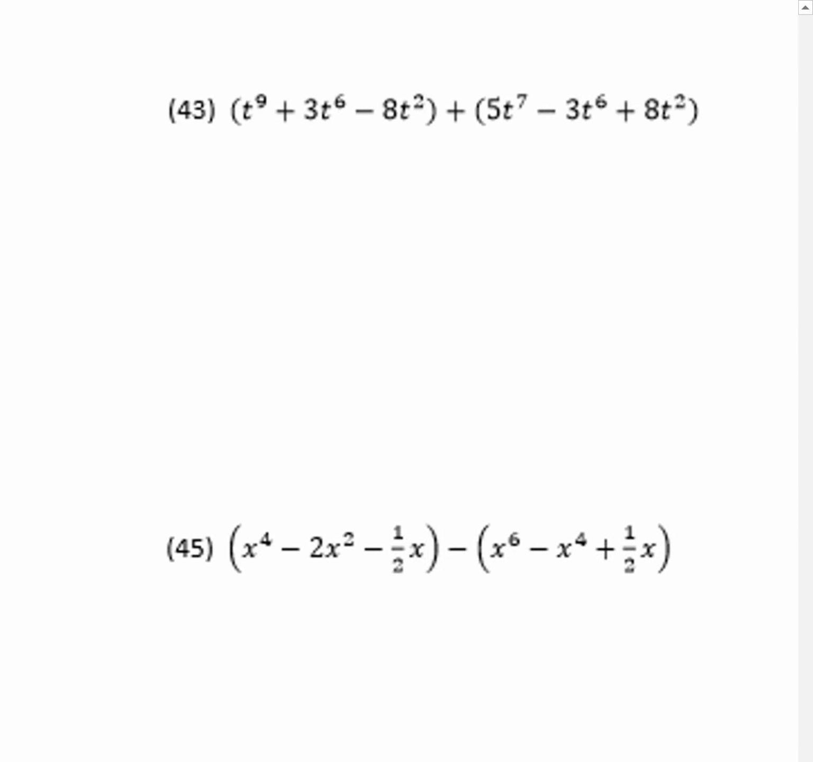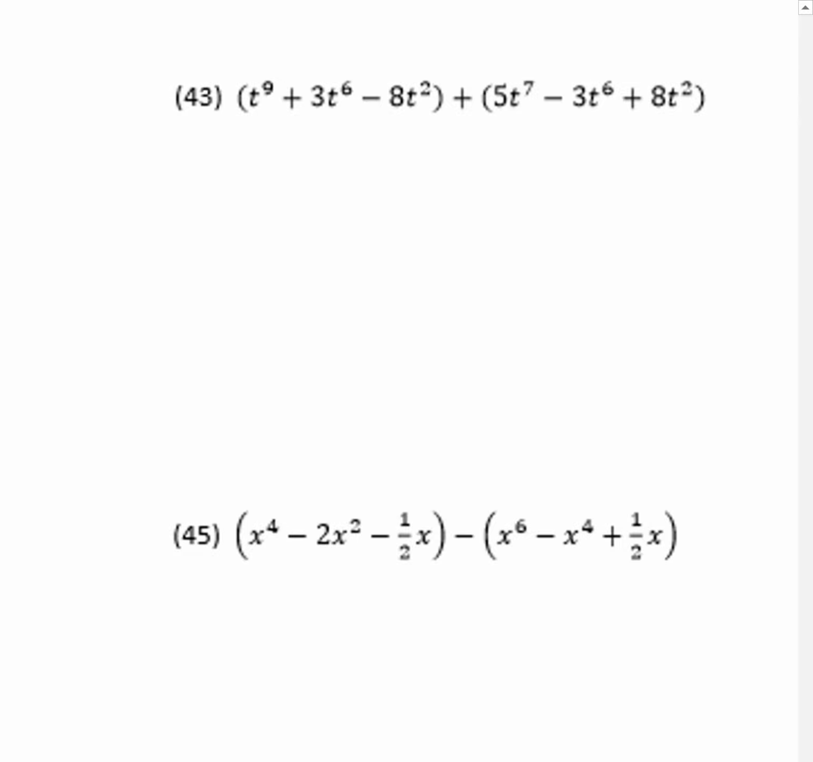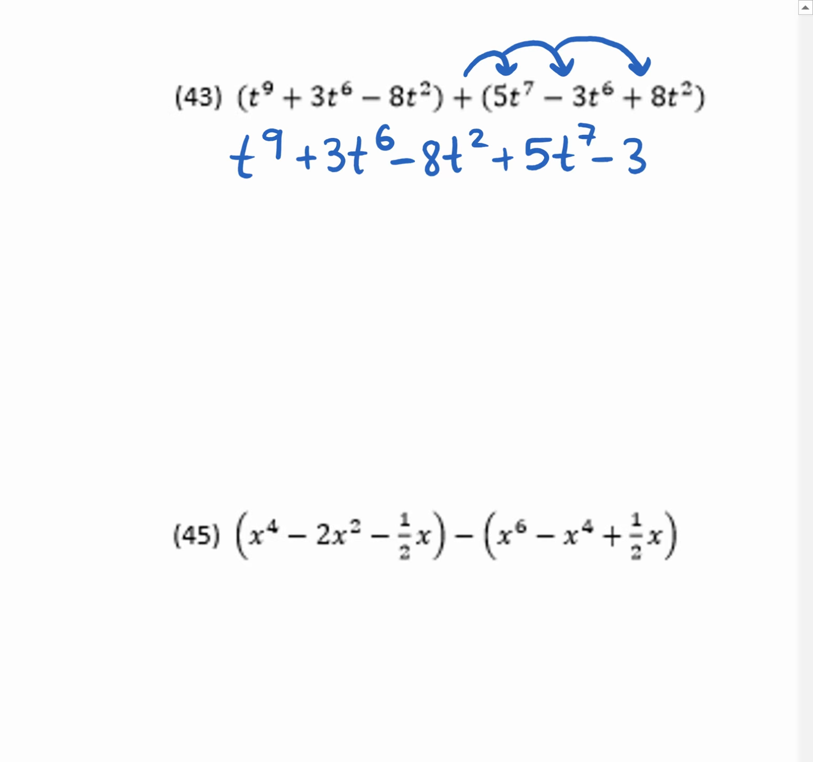So how about the next one? I like this one because there's a plus in the middle. So you could think of it as distributing the plus, but a plus doesn't change anything. So I can really just remove the parentheses altogether. t to the 9th plus 3t to the 6th minus 8t squared plus 5t to the 7th minus 3t to the 6th plus 8t squared.